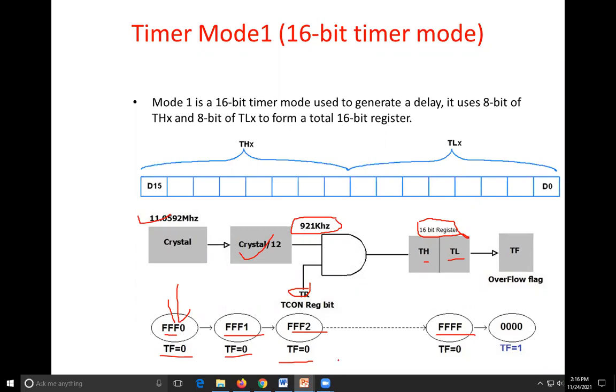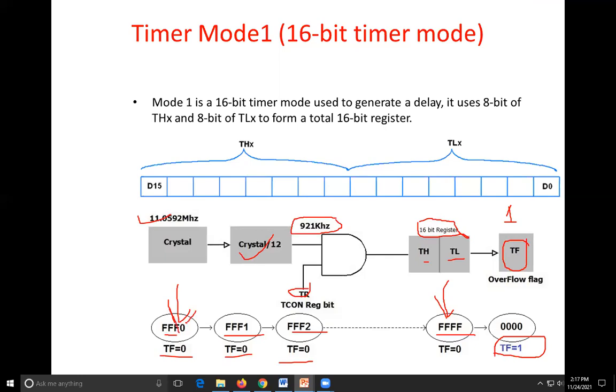The overflow flag is clear, but when the counting reaches FFFF, it means full counting is done, meaning the whole 16 bit of the timer is used. Then the timer will overflow, and the value of TF1 becomes 1. He checks that the timer TF is equal to 1. Then he stops the counting, and it goes to reset. And again you have to reload the timer with FFF0.